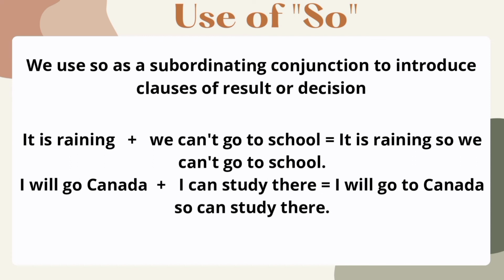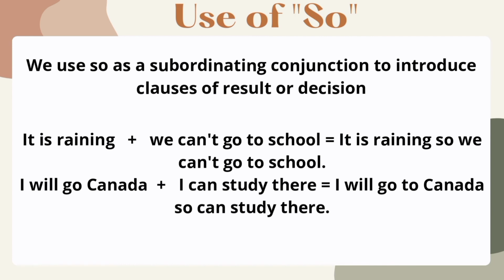Let's take some examples. It is raining. We can't go to school. After combining these sentences, we can say that it is raining, so we can't go to school. I will go to Canada. I can study there. After combining, we can say that I will go to Canada, so I can study there.